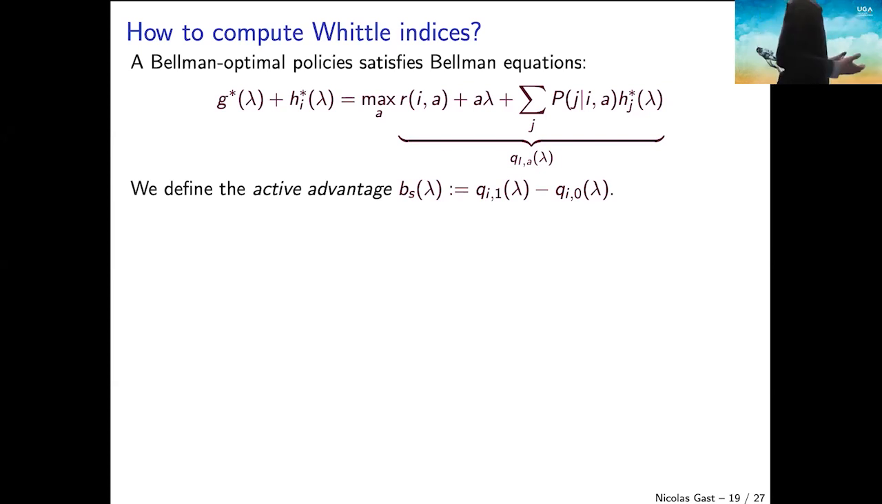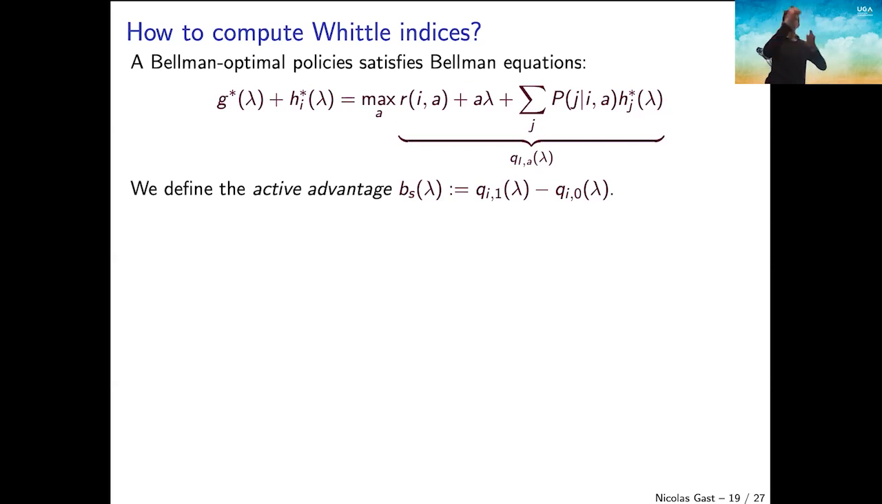And now, how can we use it is that if you define the active advantage would be the Q value of the action active minus the Q value of the action inactive. Essentially, our definition is just to say, okay, does this function cross zero a unique time, or at most one time? Can you remind me what the G star means? Oh, G star. Okay, this is the average gain.